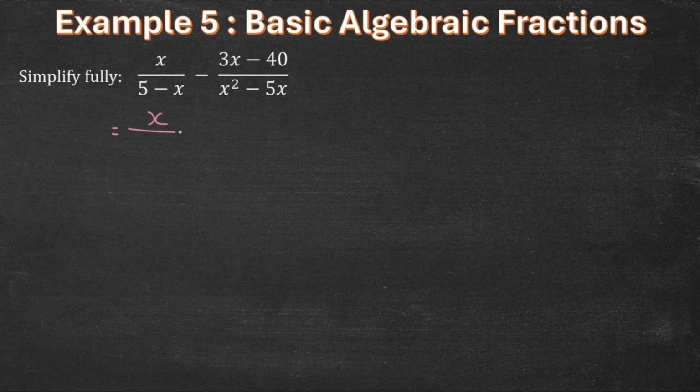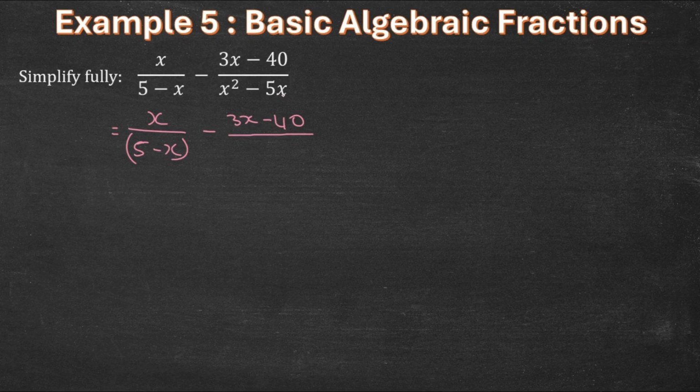So I will write x over. Now 5 minus x, I cannot do anything with this as yet. So I'm going to rewrite it exactly the same, but I will add brackets. Now let's do 3x minus 40. I'm not really worried about the numerators. It is the denominators that we want to factorize. So let's have a look at this denominator. We've got x squared minus 5x.